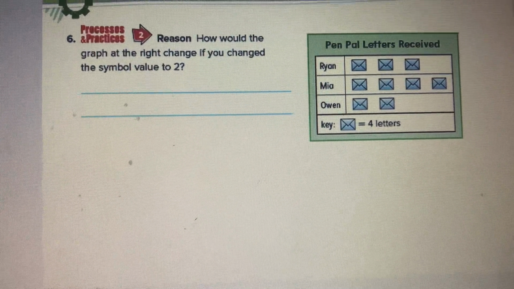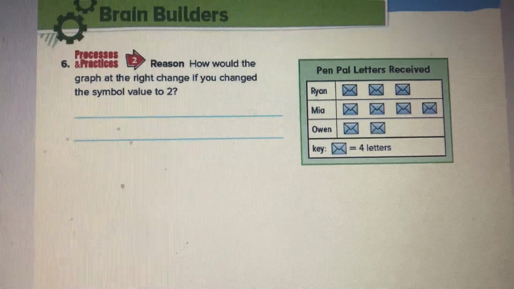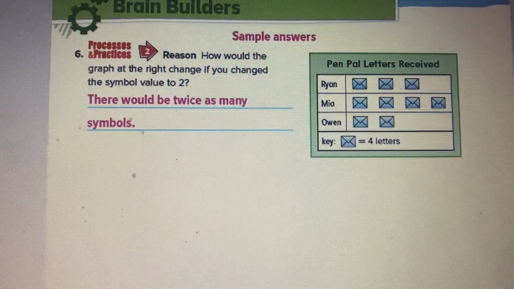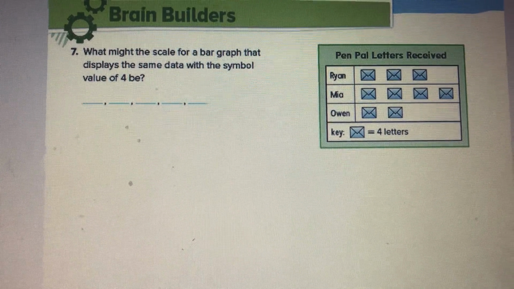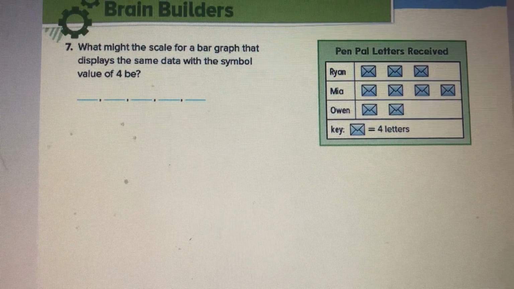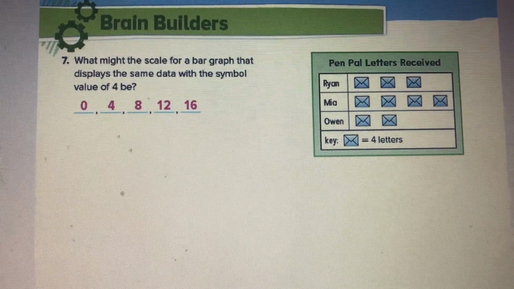Okay, question 6. How would the graph at the right change if you change the value to 2? There'd be twice as many symbols, right? And what might the scale for a bar graph that displays the same data with the symbol value of 4 be? 0, 4, 8, 12, and 16.